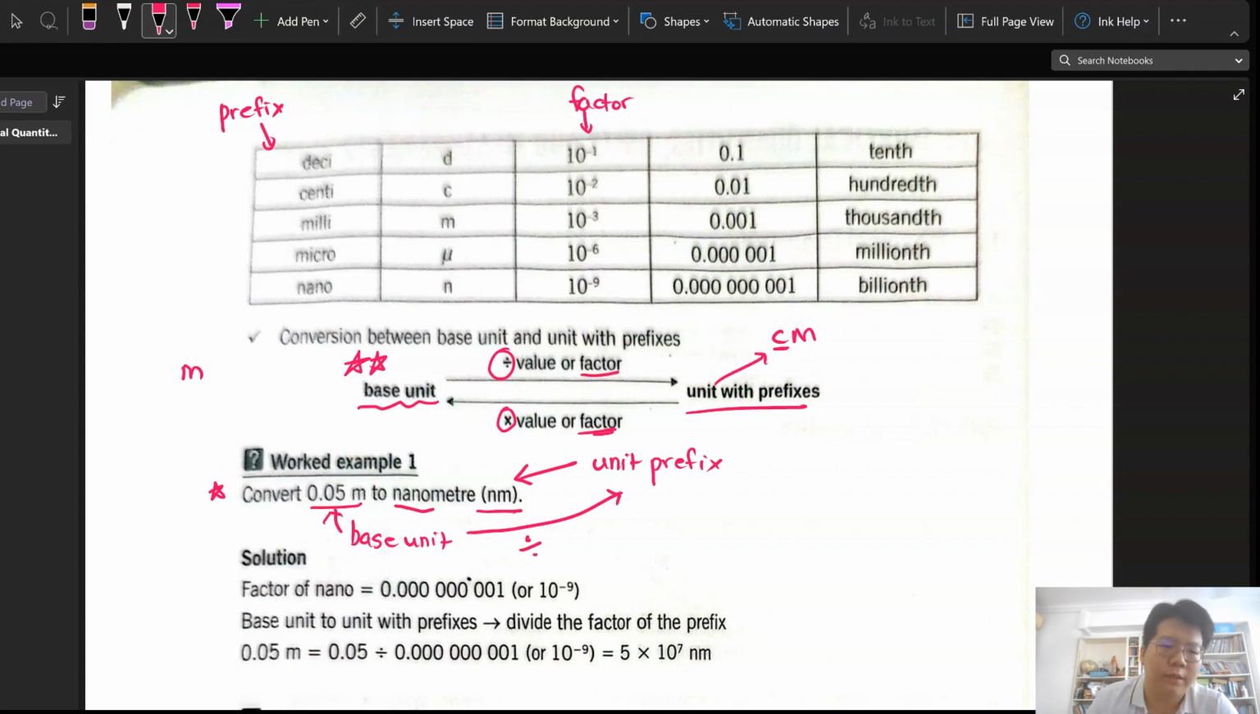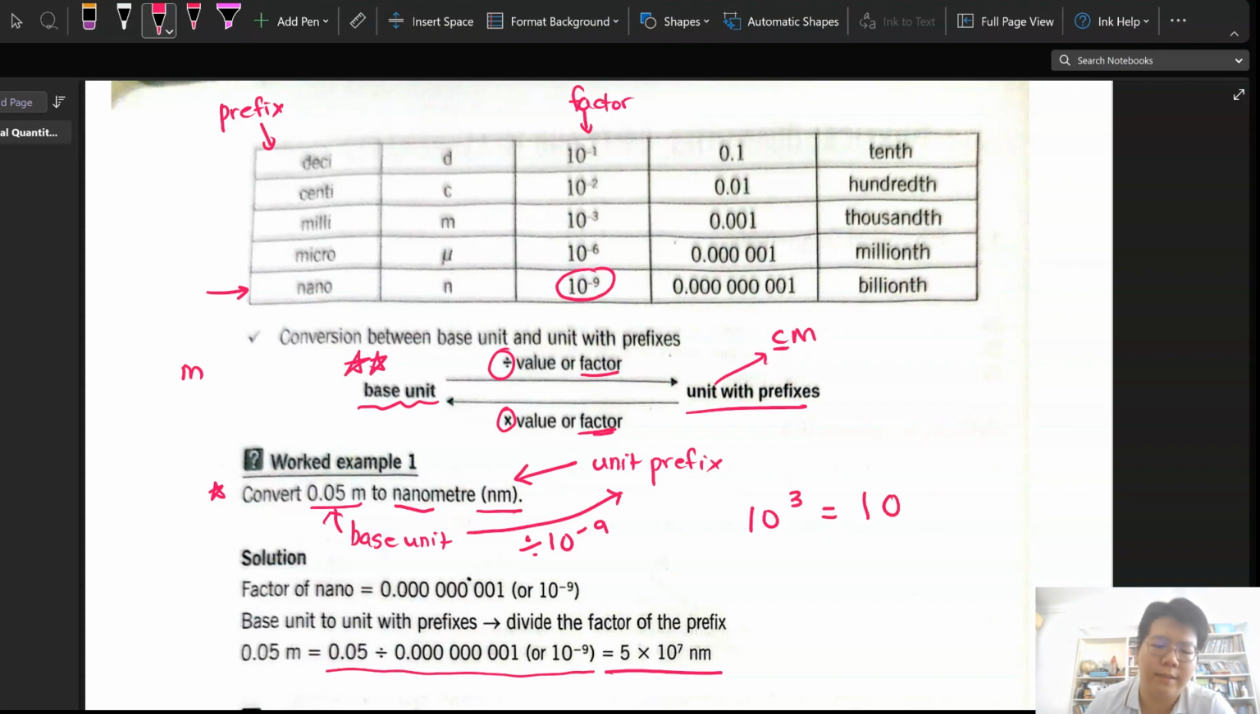This is nano. So for nano, it is actually 10 power minus 9. So to convert your base unit into a unit with prefix, we actually have to divide by 10 power minus 9 in this scenario. And if we do that, we actually get this value here. So this means that 0.05 meters is actually equivalent to 5 times 10 to the power of 7 nanometers. So for you guys that actually don't know what a factor means, 10 power 3 basically means 1 with 3 zeros. So the same can be said with 10 power 6. 10 power 6 is basically 1 with 6 zeros. I hope that makes that clear.